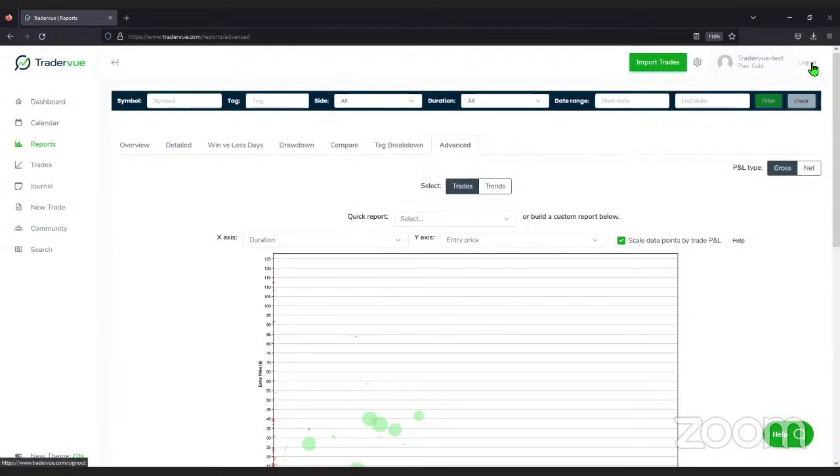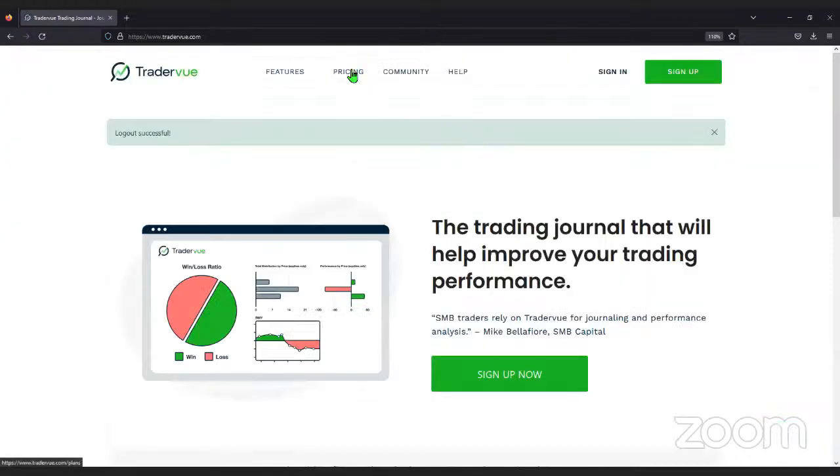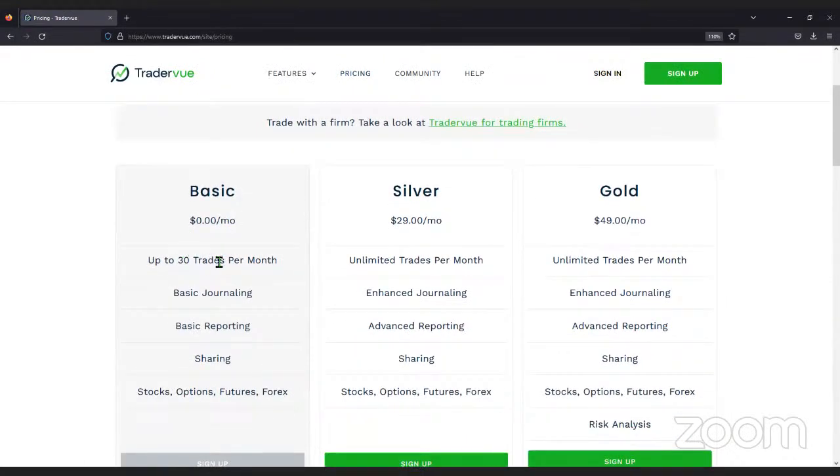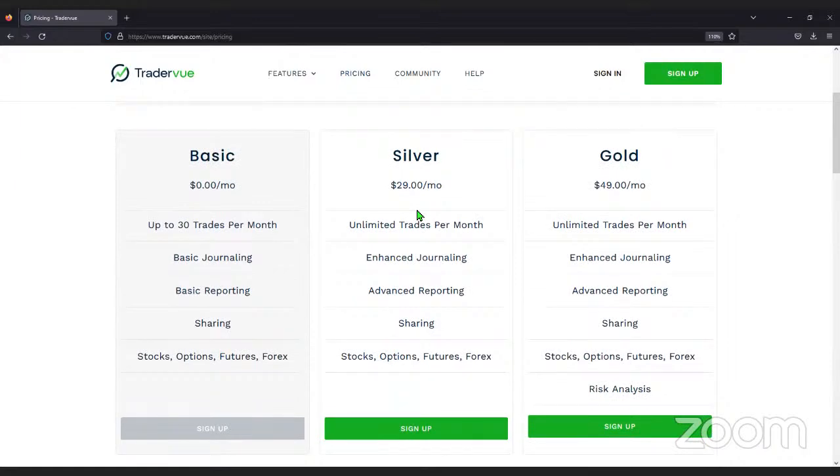Yeah, definitely. So I'm gonna log out for that. If this is the home screen for Tradervue and you click on pricing, you can see that we have the basic, which has only up to 30 trades per month and very basic features. It's only meant for you to have a taste of what Tradervue is all about. Then you have the silver, which provides unlimited trades per month, enhanced journaling, advanced reporting, and sharing. It supports stocks, options, futures, and forex. And the one that I was using, that has everything, was the gold. The silver is 29 a month and the gold is 49 a month.